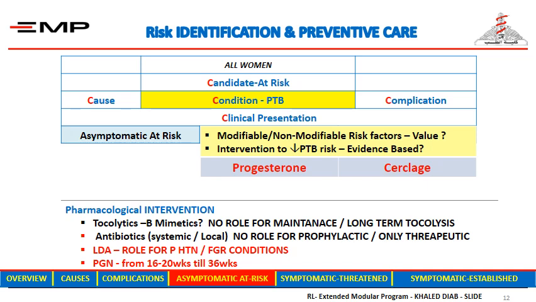Progesterone supplementation has been proven to reduce the risk of preterm birth by one third in women with previous preterm birth and a short cervix as diagnosed by transvaginal sonography.